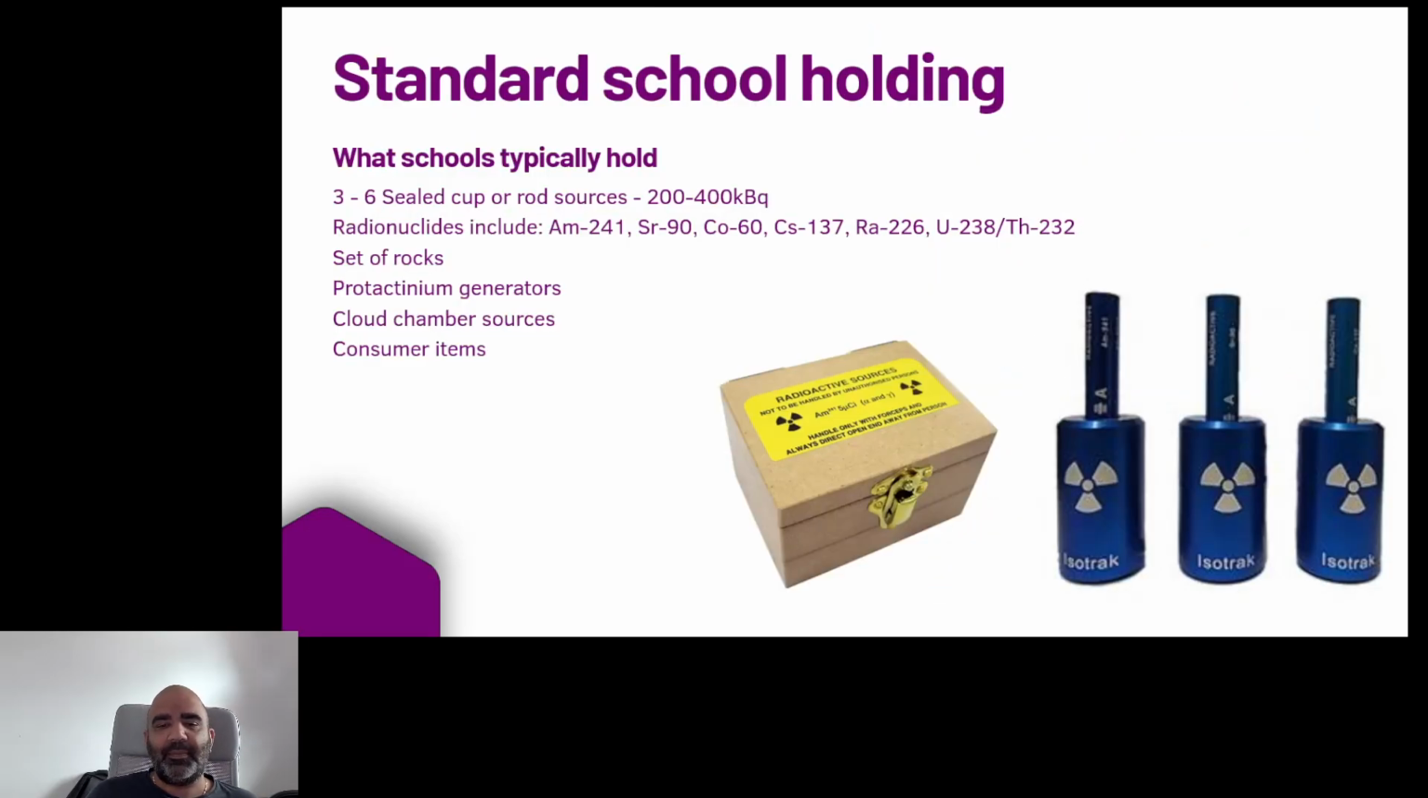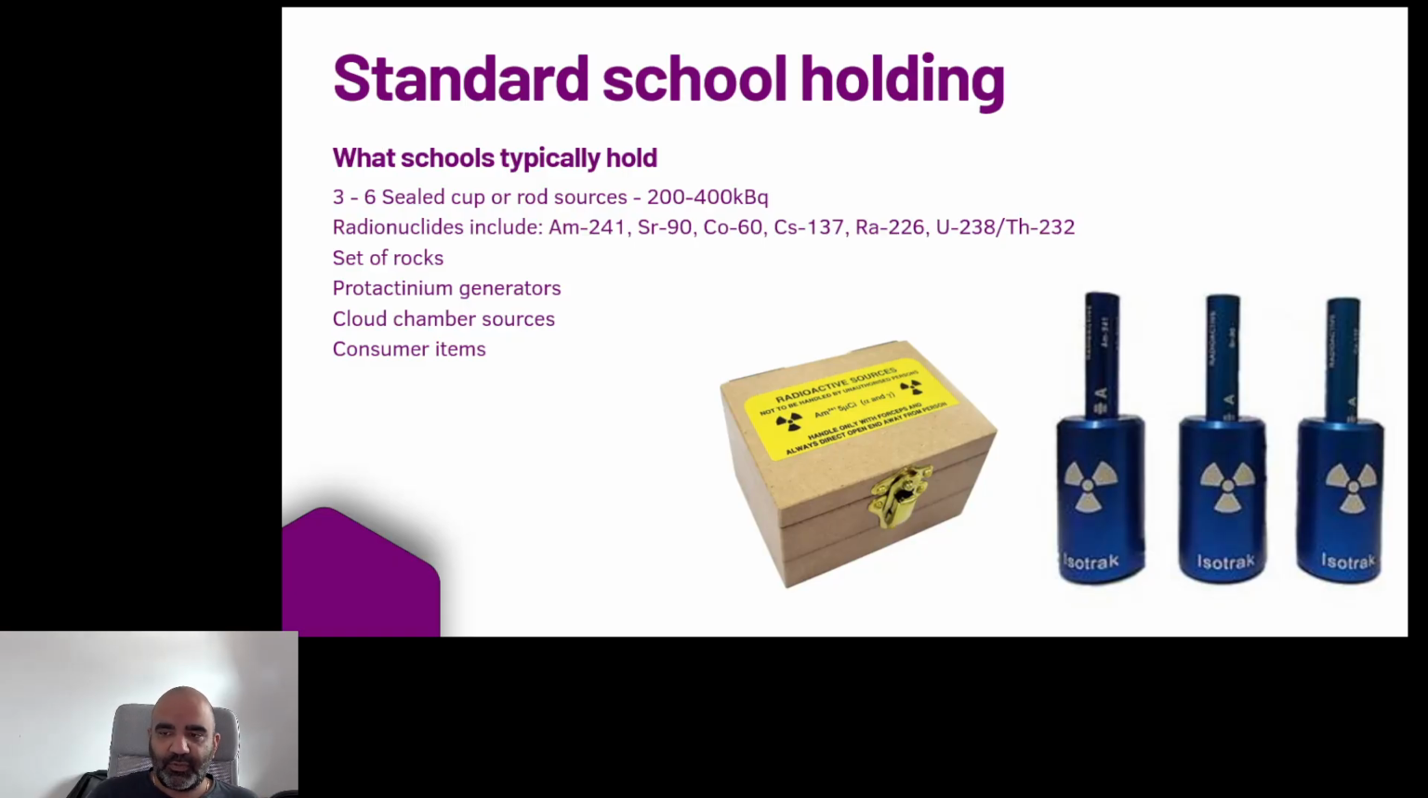So this is what schools typically hold. They'll have 3 to 6 of these sealed sources. The one on the left is the more traditional version, which is called a cup source. Inside that box resides a small metal source, typically americium, strontium, or cobalt-60. The more modern source which is gaining traction is the one on the right, which is an aluminium rod, and the picture shows it in its housing, so you can remove the rod and then use a source to demonstrate the properties of alpha, beta and gamma.